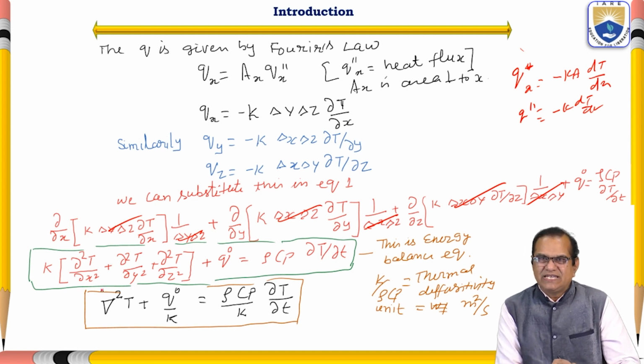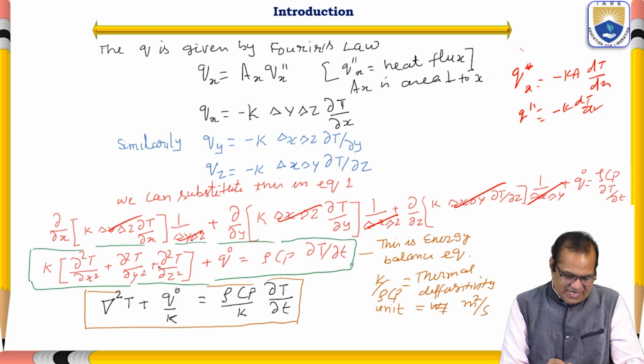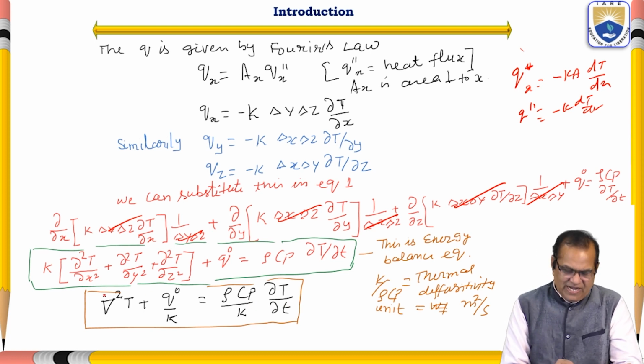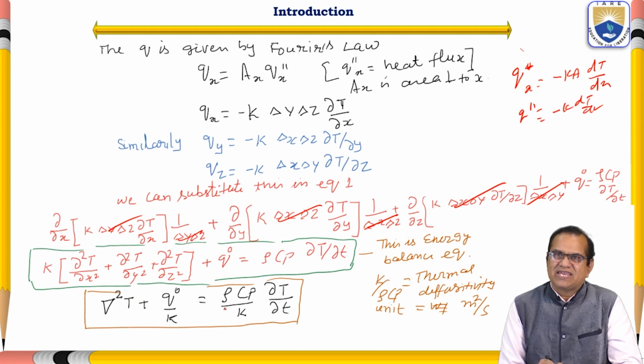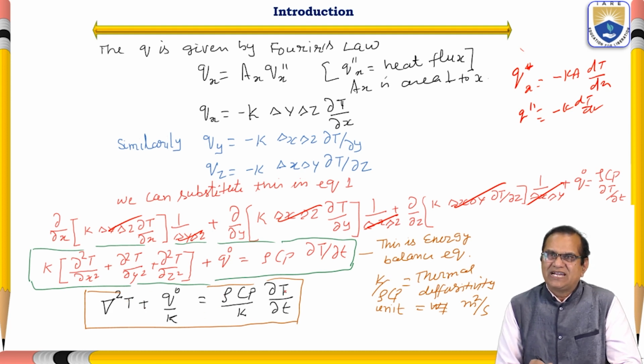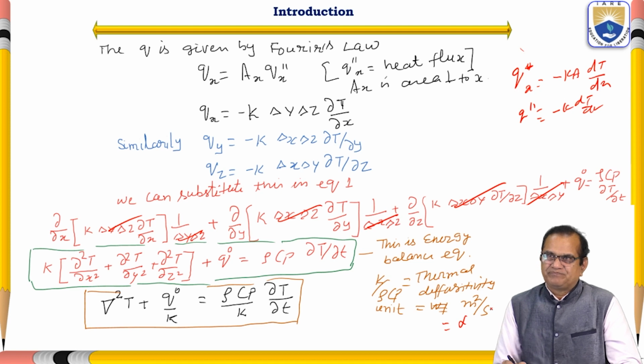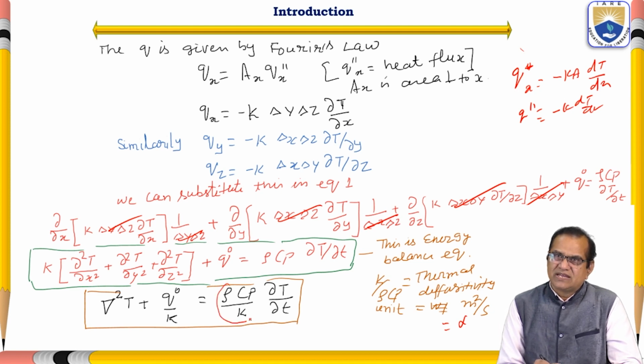So this we can write as del square T, this inside this thing. So here we can write that del square T plus Q dot by K is equal to rho Cp by K del T by del t. So here we have divided by K. We got del square T plus Q dot by K is equal to rho Cp by K del T by del t, where K by rho Cp is equal to thermal diffusivity, alpha, and its unit is meter square per second. So here this is the 1 by alpha.